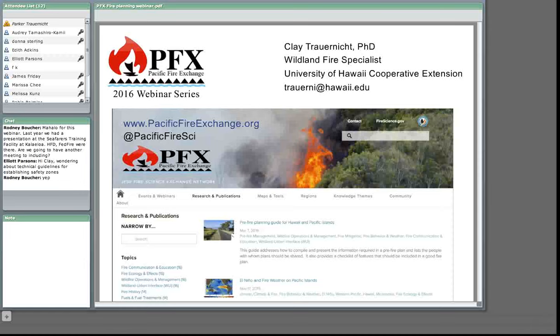Correct me if I'm wrong, Ronnie, but I think you might be referring to the Community Wildfire Protection Plan meeting that we had last year. That was an effort by the Hawaii Wildfire Management Organization to develop a community wildfire protection plan for West Oahu. We don't have plans to follow up directly related to that plan, but the plan will be released in the next month or so.